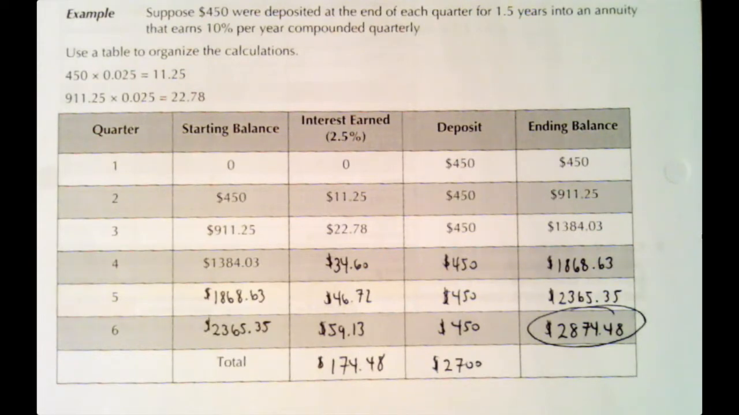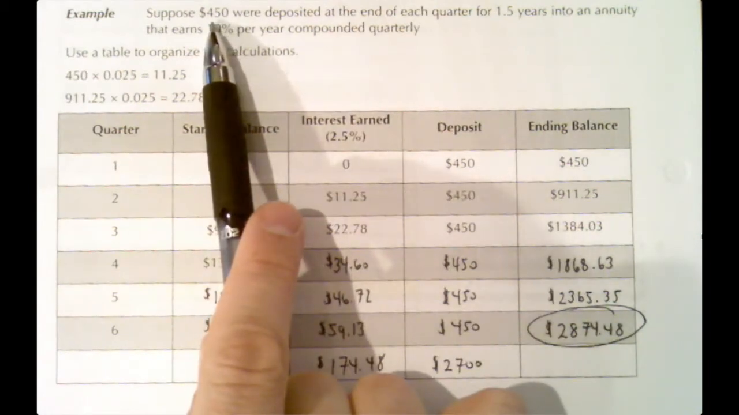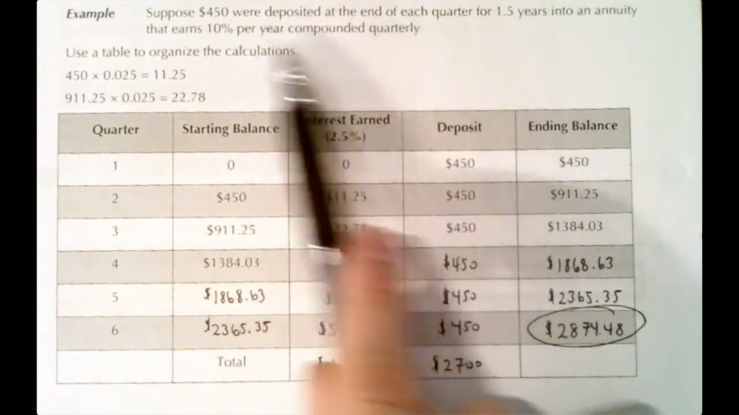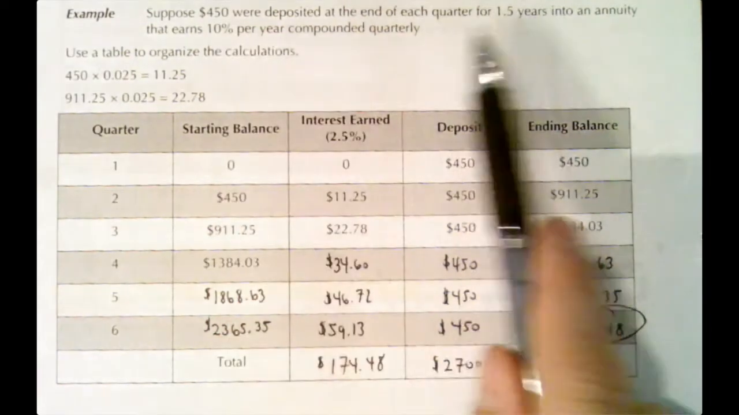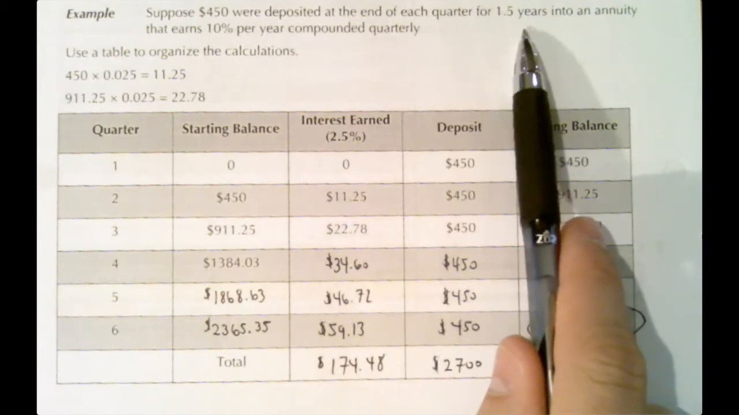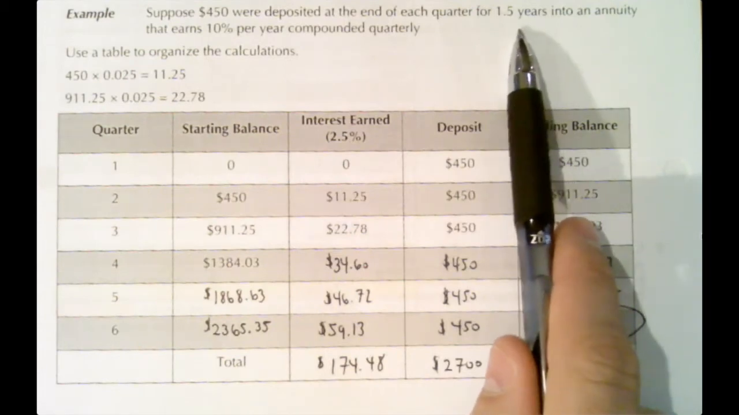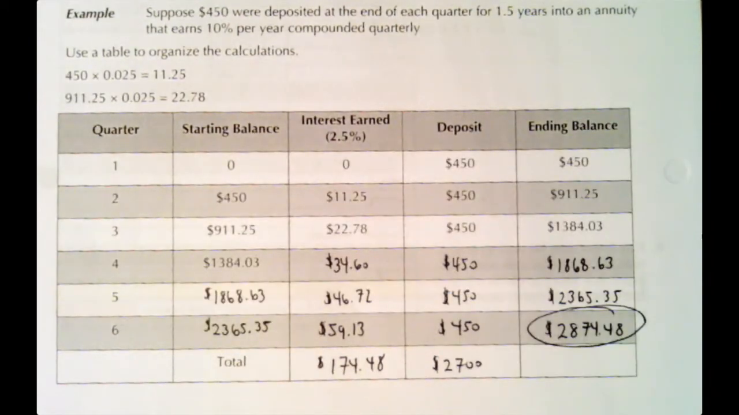Because imagine we change the scenario. Imagine we were putting $450 in every week. No, that's ridiculous. Let's say $45. But we're putting $45 in the bank every week for 10 years. Well, there's 52 weeks in a year. Times 10 years, that'd be 520 rows in the table. No one's making that table. It'd be ridiculous. So we need an equation.